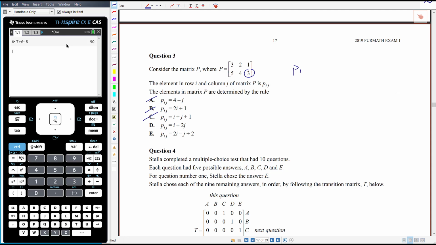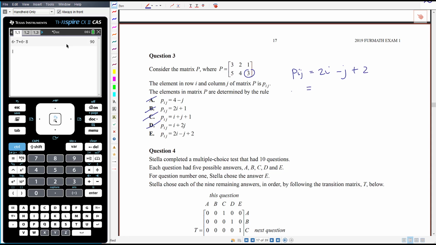So option D, Pij is equal to i plus 2j, so it's the row number plus 2 times the column number. So P23 is the row number 2 plus 2 times the column number, and so that's going to be 8, which is not 3. And yet again, it seems to be the final option, which is going to be the correct option, we hope anyway. And then Pij is 2i minus j plus 2.